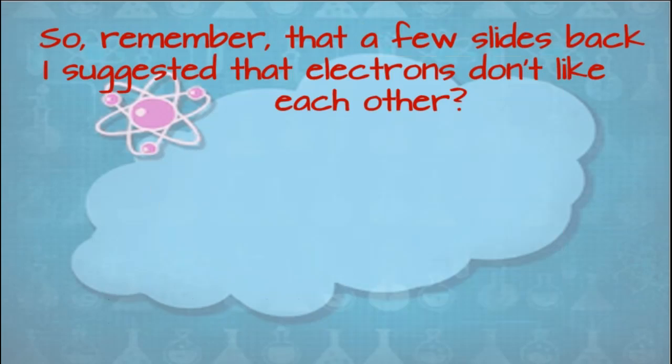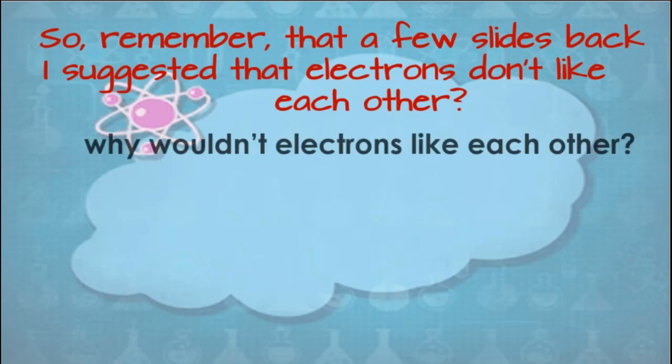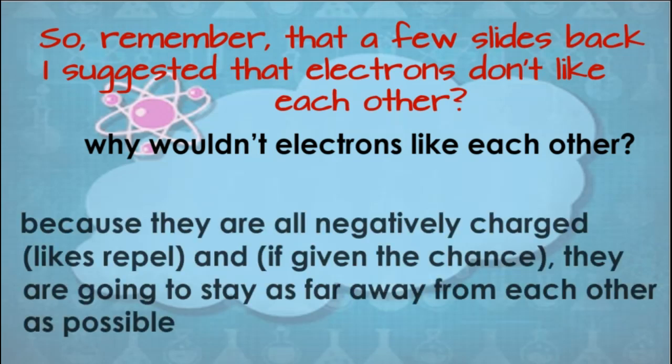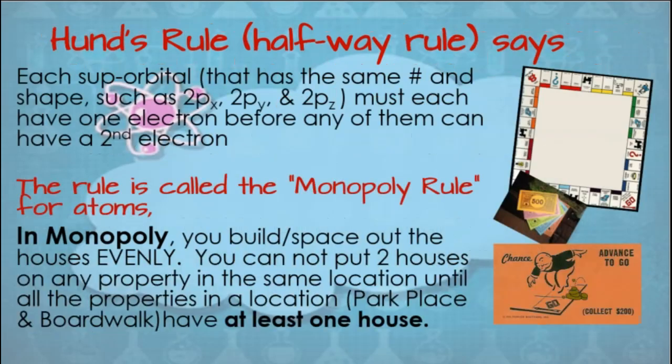All right, so remember a few slides back, I suggested electrons don't like each other. Why wouldn't electrons like each other? I think each and every one of you guys know that the whole idea is opposites attract, likes repel, right? They're all negatively charged. Given a chance, they're going to stay as far away from each other as possible, which is why all of the p's have a very special way of filling, and that's what we're going to talk about now. It's known as Hund's rule.